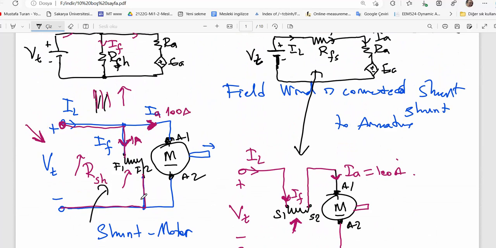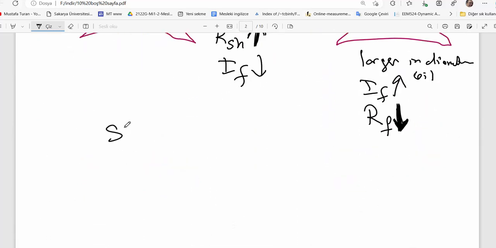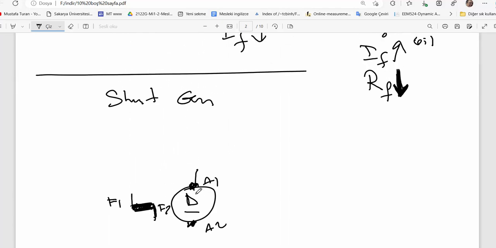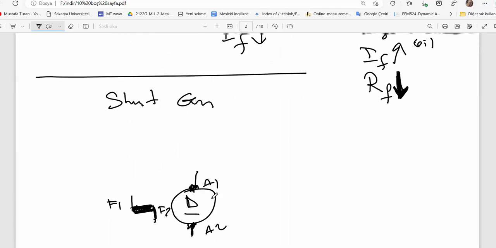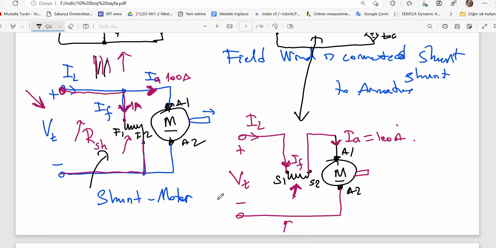Let me draw just a shunt generator. Here is the armature. The same figure becomes a dynamo or generator. Here are the terminals A1 and A2. Here is the shunt coil with F1 and F2 labels. Sometimes we show it like this. Both are correct. That is the symbol of a DC machine. They are together. But in this case, I operate the machine as a dynamo.